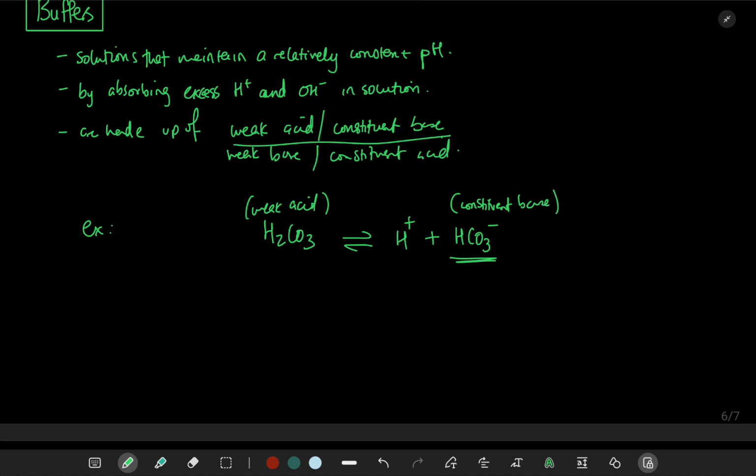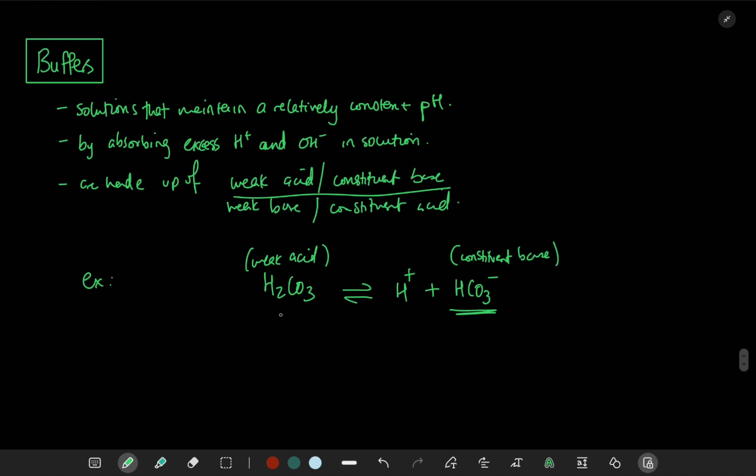Okay, so this bicarbonate ion is your constituent base. Remember, we said a weak acid and constituent base combination is what makes a buffer, or vice versa, right? In this case, we have a weak acid, which is carbonic acid, and you have its constituent base in solution, which is the bicarbonate ion. Okay, so now let's say this is in solution with water or whatever, and now let's say we add acid to the solution, and let's see what happens when we add acid.